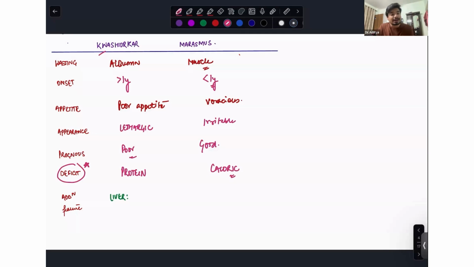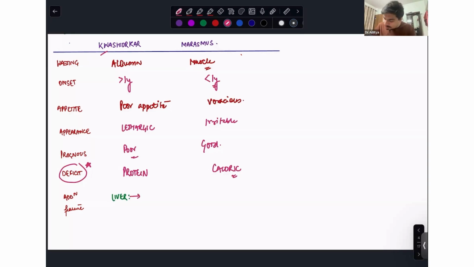So I'm making you write it down here, but I hope you guys have understood that the main difference is not this protein and calorie. The main difference is where you are losing the protein from. In Kwashiorkor, you're losing it from the visceral part. And in marasmus, you're losing it from the somatic part. If you understand this core difference, no question is going to be tough.